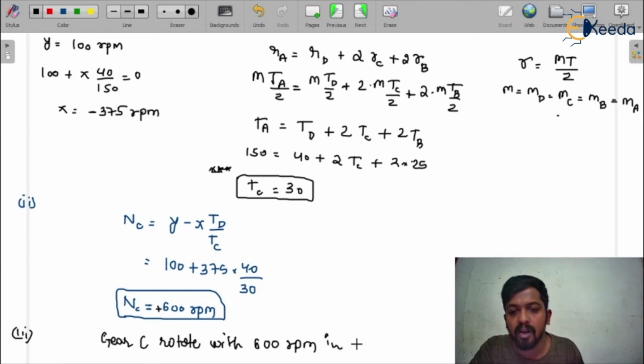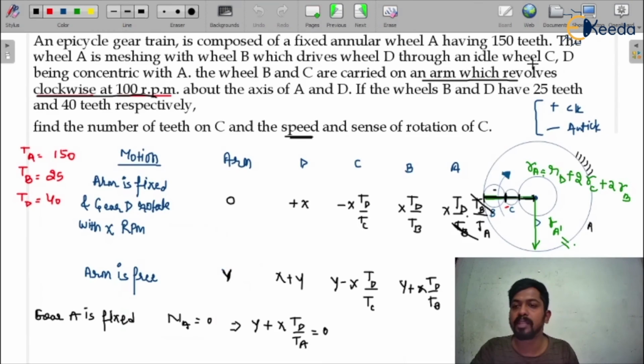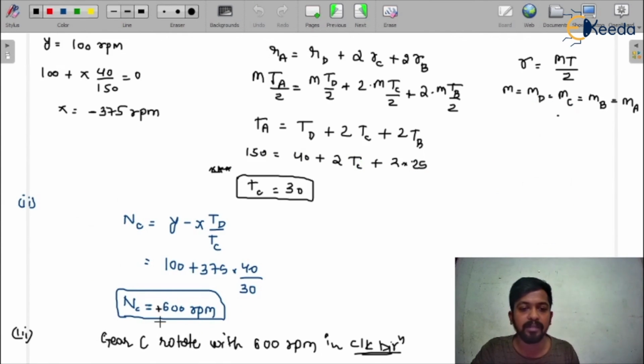in clockwise direction, because we have assumed plus sign as clockwise direction. This is according to my assumption. I have assumed that plus sign means clockwise direction and minus sign means anti-clockwise direction. So according to the assumptions we get the value of the speed of C, that is 600 rpm. This is the magnitude and the direction is clockwise.